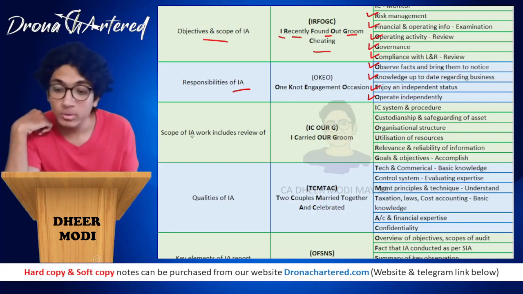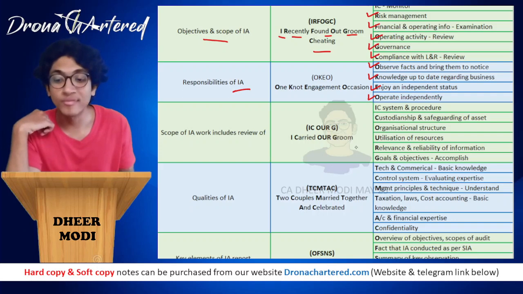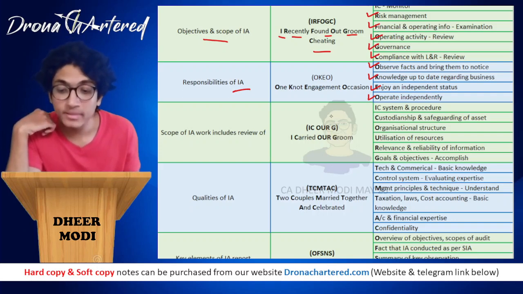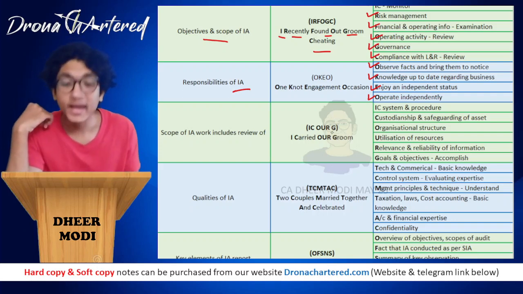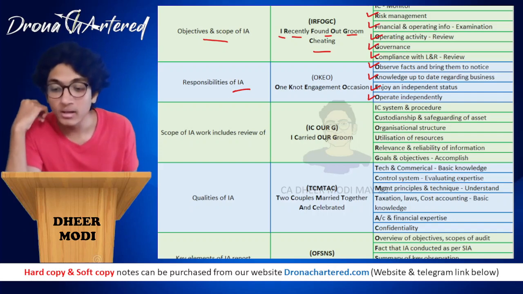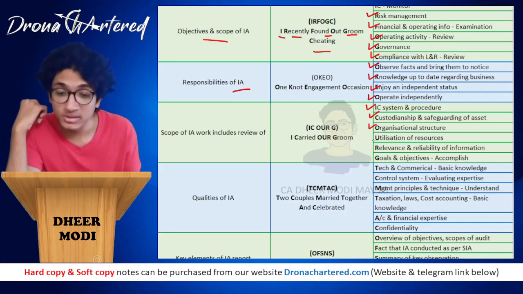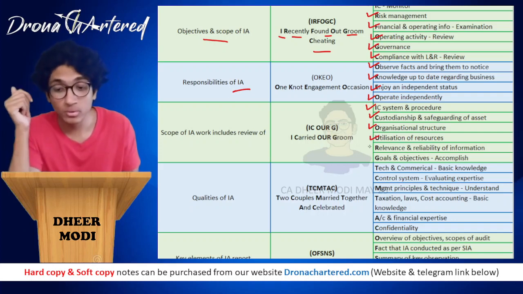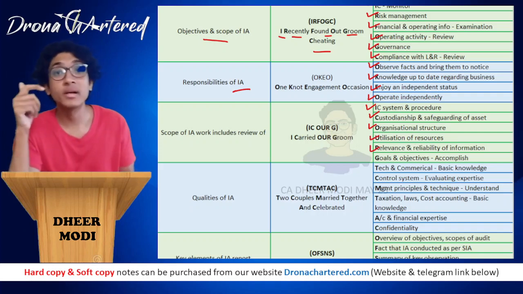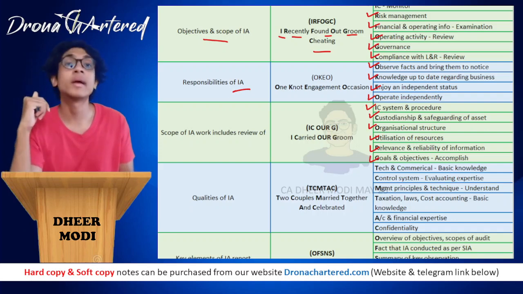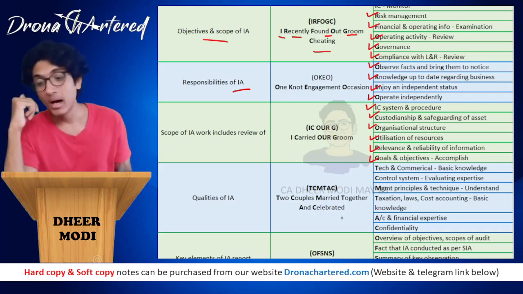Then next, what did we do? The scope of the internal auditor's work includes review of. So your key is ICRG, that is, I carried our broom. I for internal control, C for custodianship, O for organization structure, U for utilization of resources, R for relevance and reliability of information, and G is your goals and objectives with regards to your accomplishment.